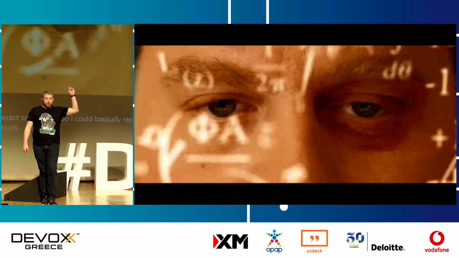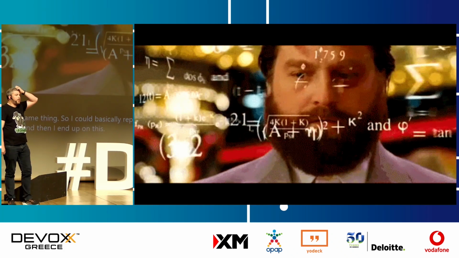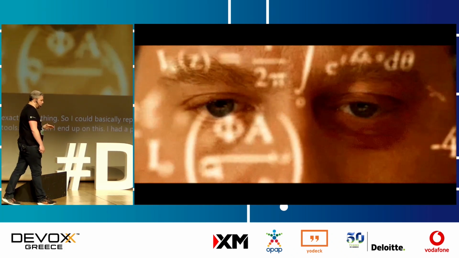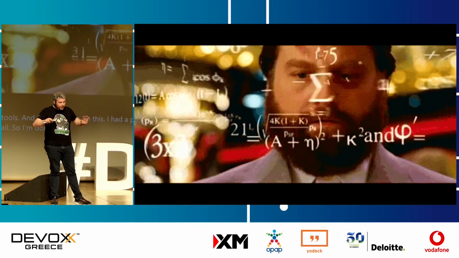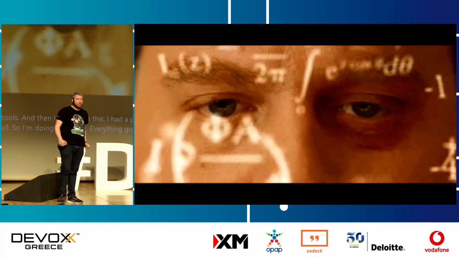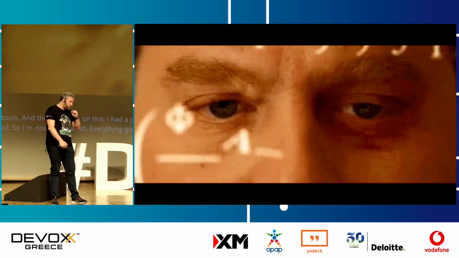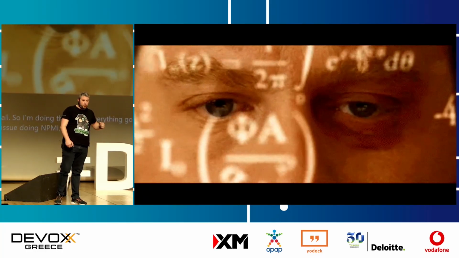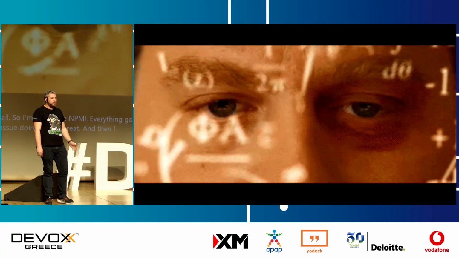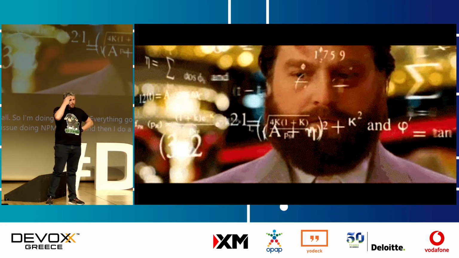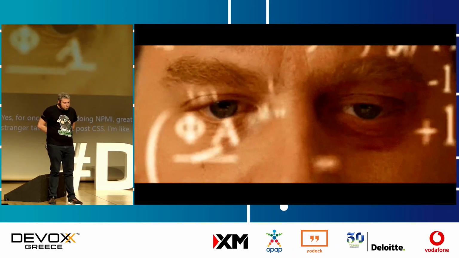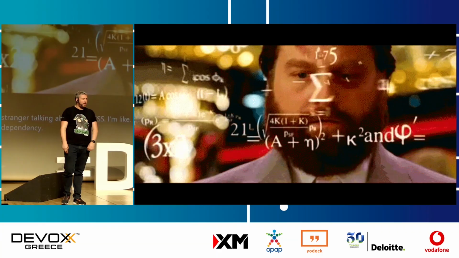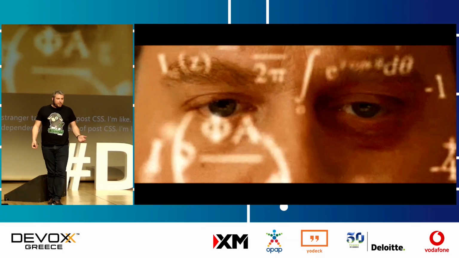And then I end up on this. I had a problem and I couldn't figure it out at all. So I'm doing the npm i, everything goes great. I'm like, yes, for once, no issue doing npm i, great. And then I do a run, and I get a strange error talking about PostCSS. I'm like, what is PostCSS? I go to check in my dependency, no trace of PostCSS. I'm like, what's going on here?